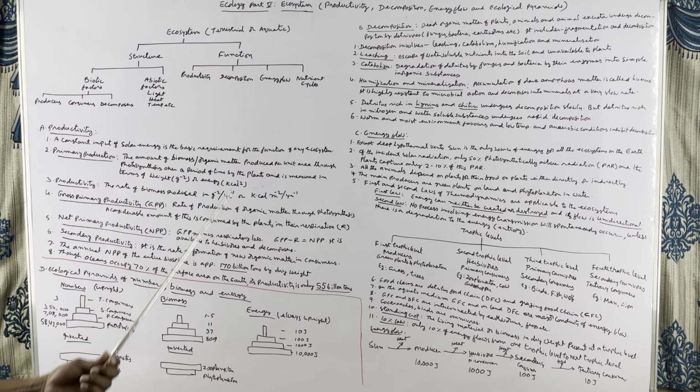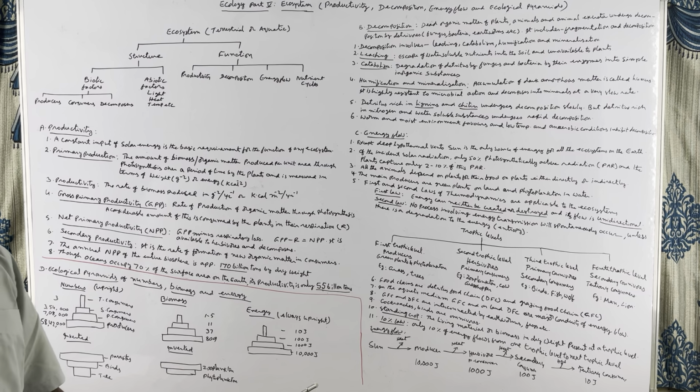Coming to the function of the ecosystem, the functions of the ecosystem are productivity, that means synthesis of food; decomposition, the dead body parts of the living beings are decomposed by decomposers. Then the energy flows through the entire ecosystem. How it flows, we will study later on. The nutrient cycles. Nutrients are of various types: nitrogen, phosphorus, calcium, like that. These nutrients are recycled.